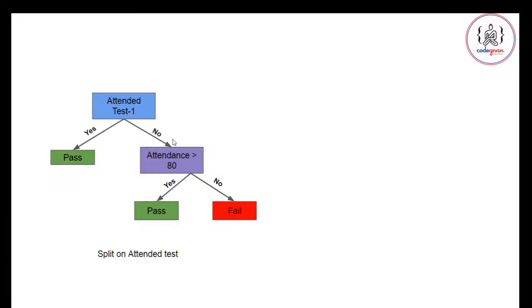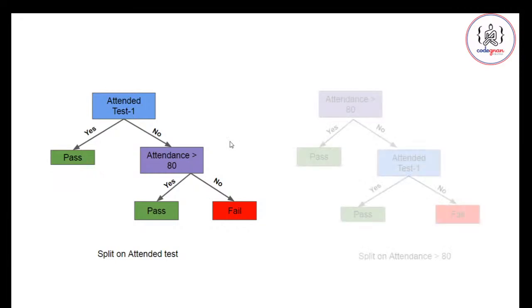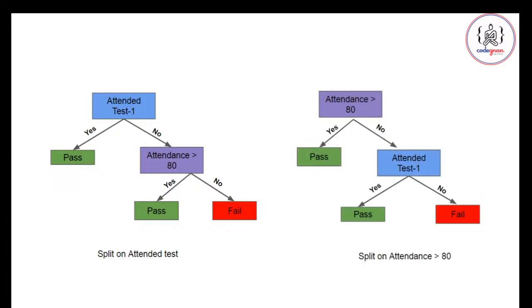All right, and then it further gets divided, and at the second splitting time we are taking this attendance here. And here you can also have this tree, where the first splitting is done on this attendance, then the second splitting is done on this attended test 1. So we can have these two trees. If there are n number of features in your data set, or n number of columns, then you can have n number of possible decision trees.